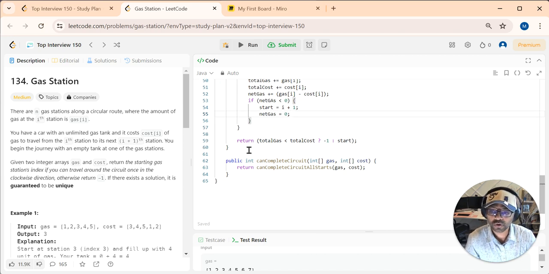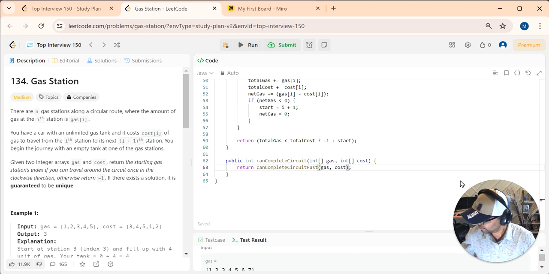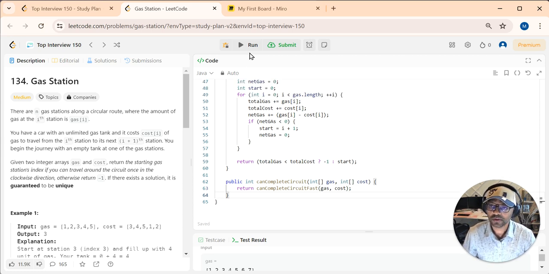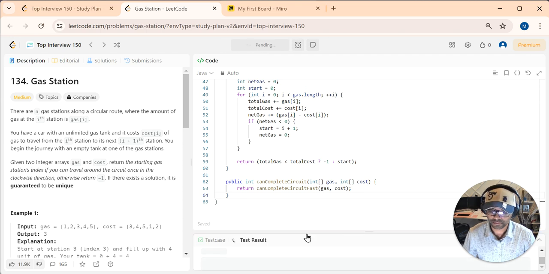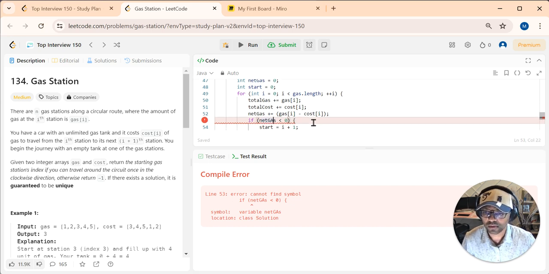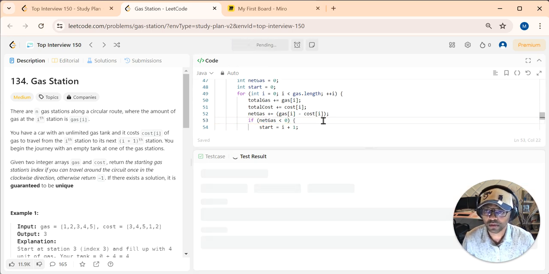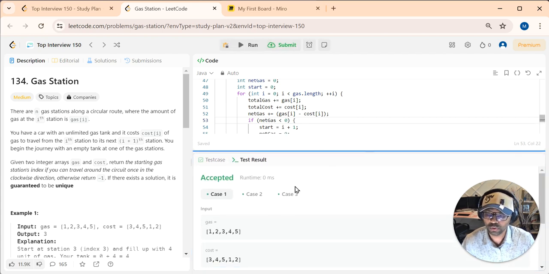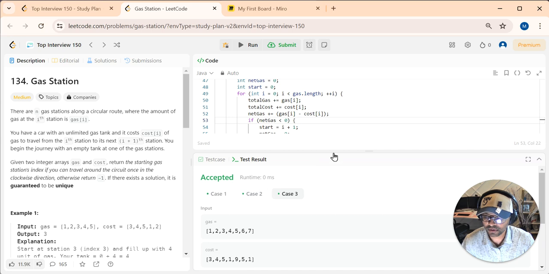Okay, so let's see. Sorry about that. Okay, and let's try to run that. I'm really nervous about this one. The compile error, I'm not nervous about. Let's see. Oh, cool. It did accept it, and even this got accepted. Okay, so that's awesome. Let me try to submit this.